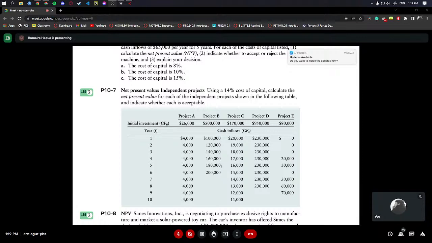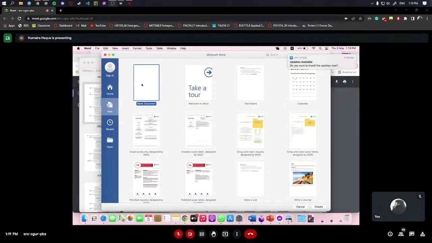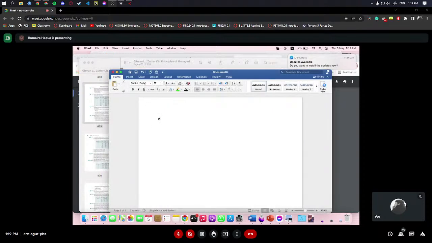I'll just tell you, based on what you have learned, the capital budgeting techniques, tell me which project should you choose. You will work everything out on your own and tell me. For project B, let's try to use our capital budgeting techniques. The first technique that we learned was our payback period. If you do remember, payback period.